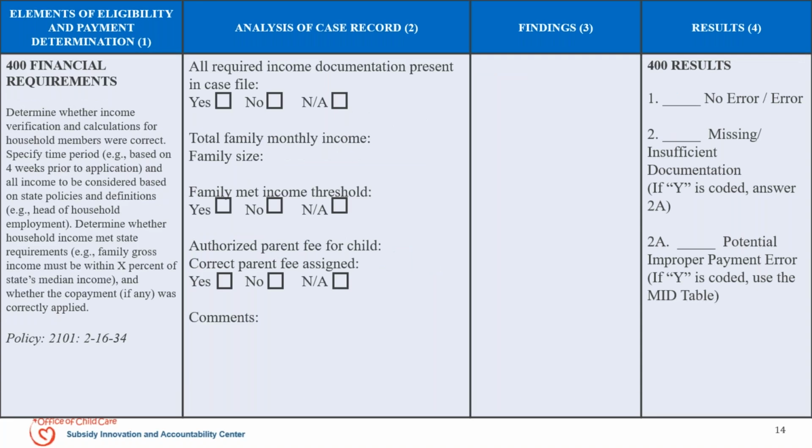All right, moving on to 400. So again, in the past in this element, we looked at both income, the provider rate, copay, as well as calculating the subsidy amount. This time around, we're just looking at income and copay. So all required documentation was present in the case file. Total family income was $2,660. Family size was 3. Yes, the family met income thresholds. We've noted that the copay was $40 and it was the correct copay.